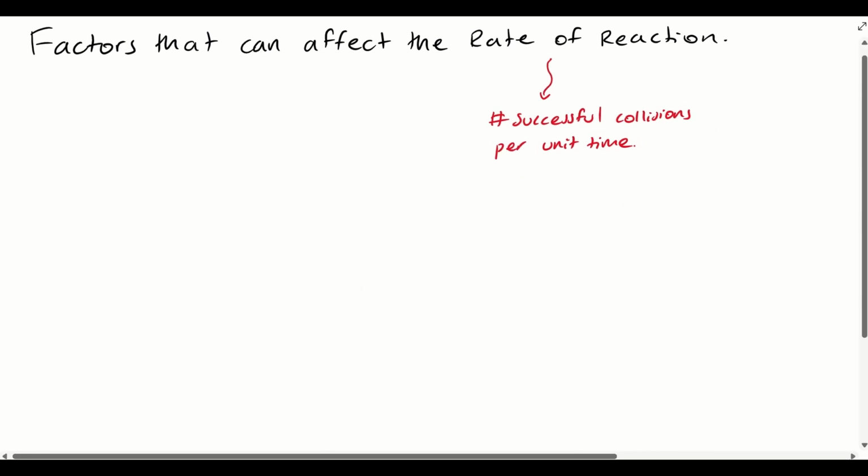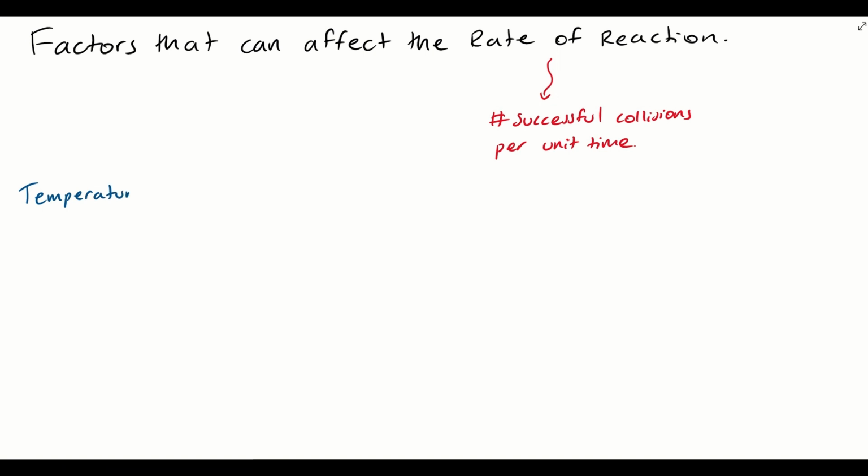So let's start off with one of our factors, and our first factor is going to be temperature. So let's see how temperature can affect the rate of a chemical reaction. Well, if we increase the temperature, we're going to increase the average kinetic energy of our reactant particles. Okay, so you increase the temperature, our reactant particles are going to move around the reacting vessel a lot faster.